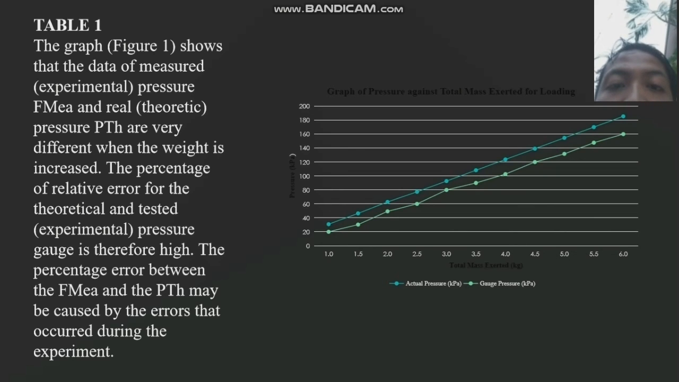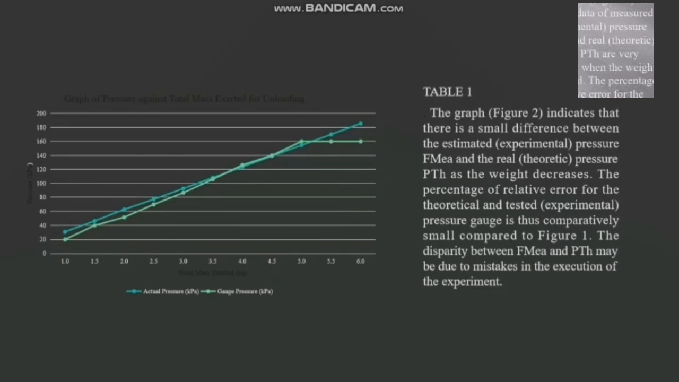The graph in figure 1 shows that the data of measured experimental pressure P_EXP and real theoretical pressure P_TH are very different when the weight is increased. The percentage of relative error for the theoretical and test pressure gauge is therefore high. The percentage error between the P_EXP and the P_TH may be caused by the errors that occurred during the experiment.